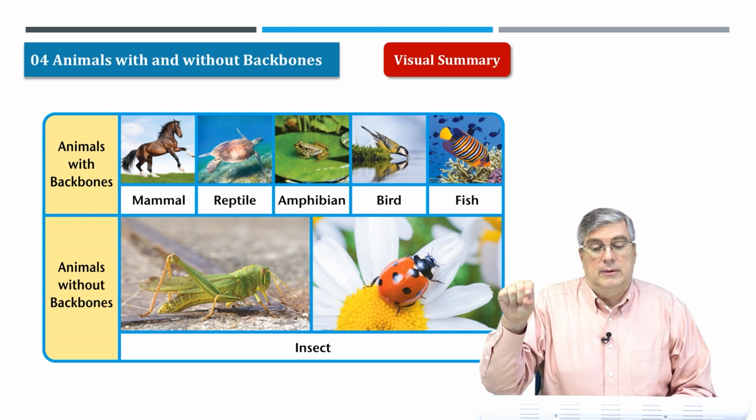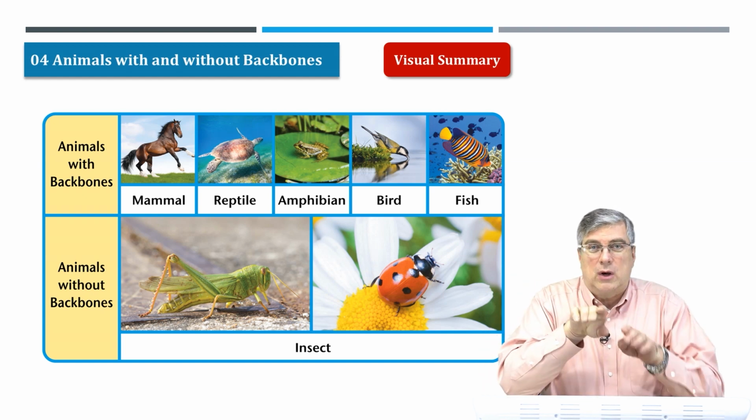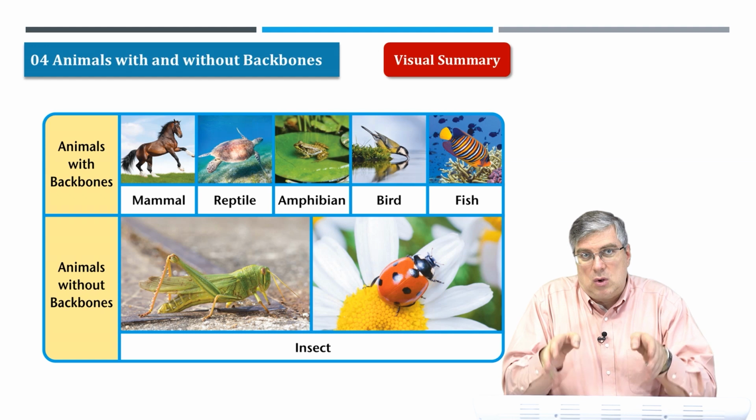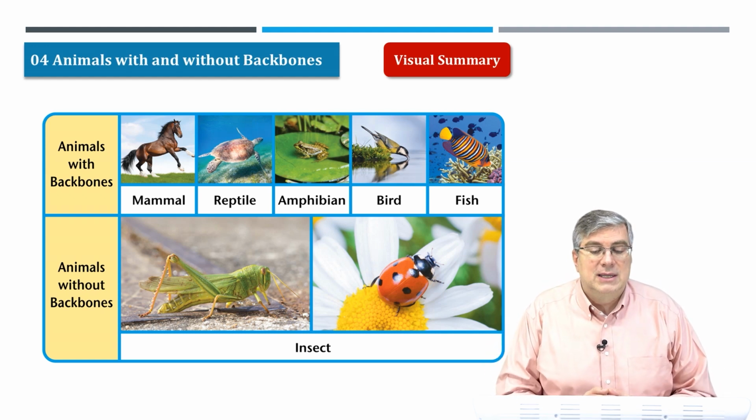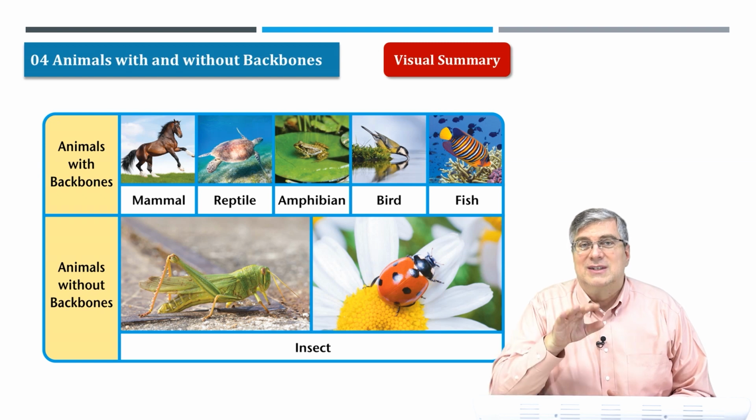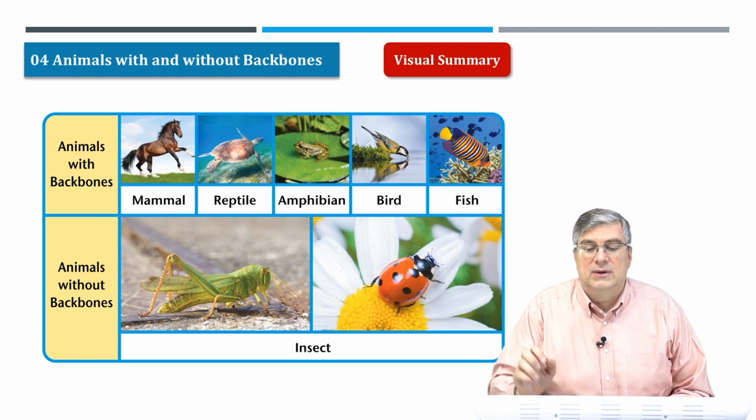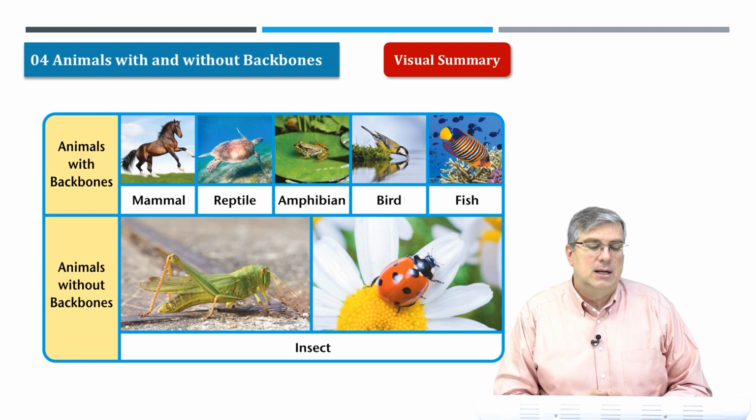And all the animals with backbones also have ribs, right? Bones that protect the internal organs. So mostly the same design, a very similar design over all of these different species of animals.